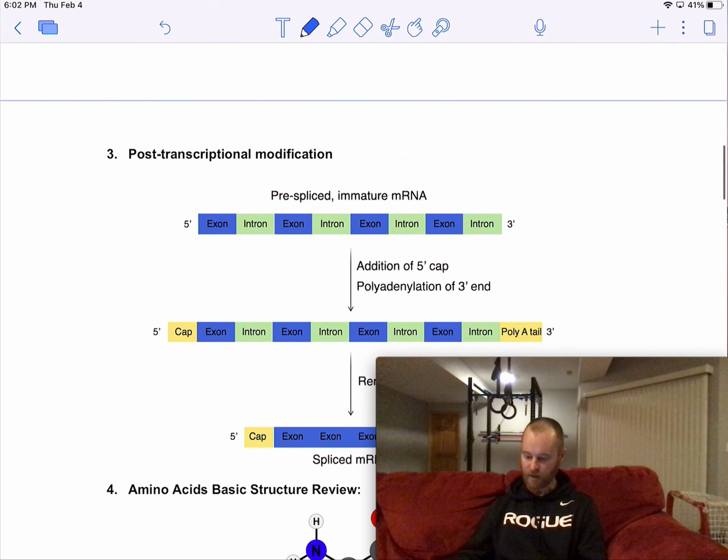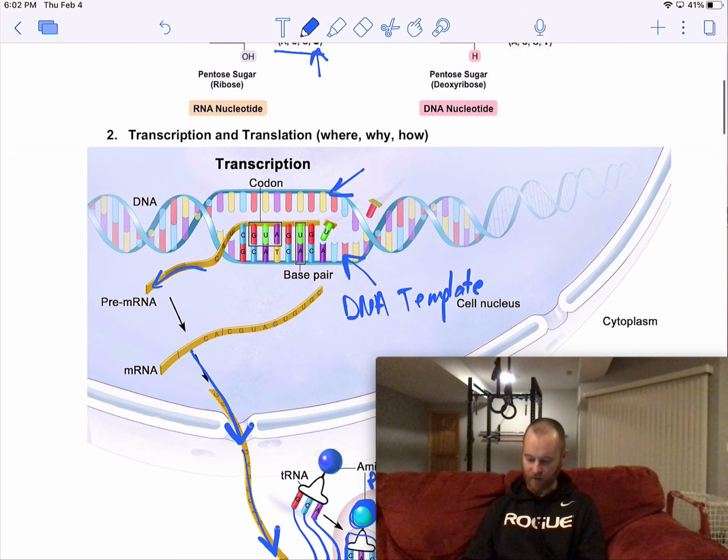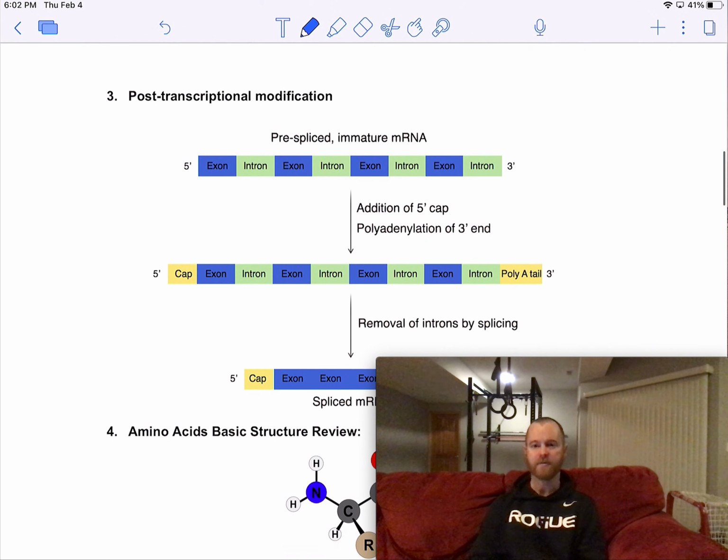A couple more things before I stop the video, and I'll probably have to make 2 videos for this. I mentioned up here that when the mRNA is initially made, it has to go through modifications, and I didn't say what those were, so I'll say that here. So 3 modifications you have to be familiar with.